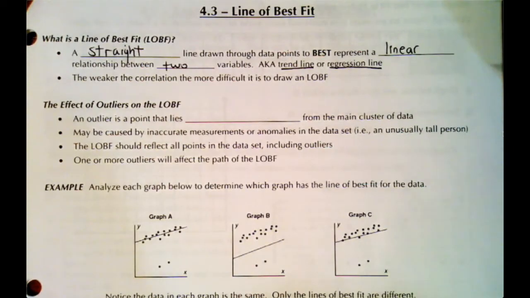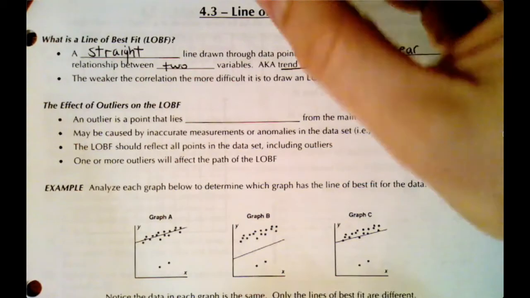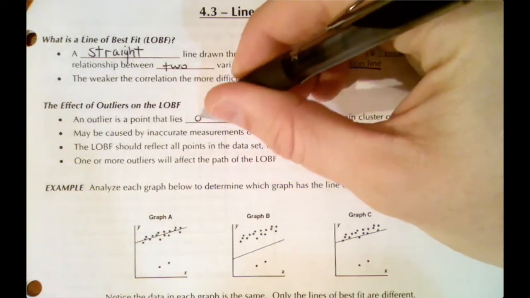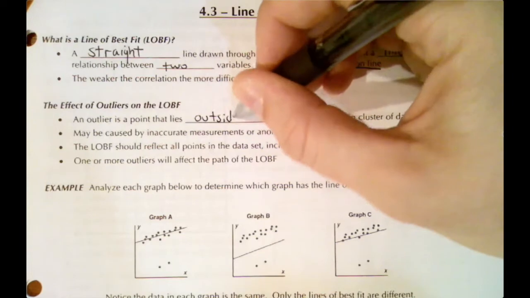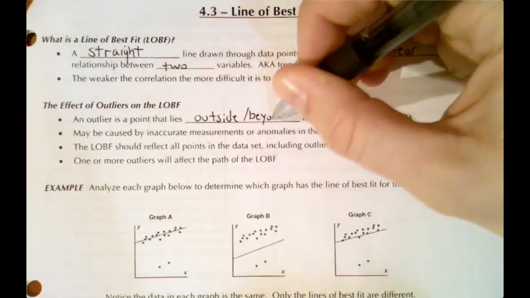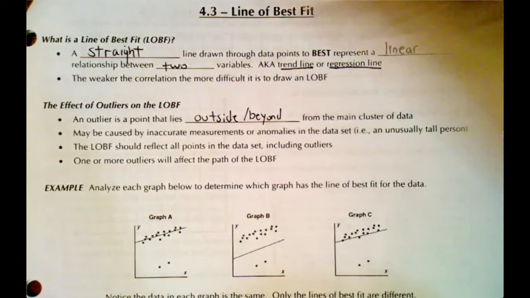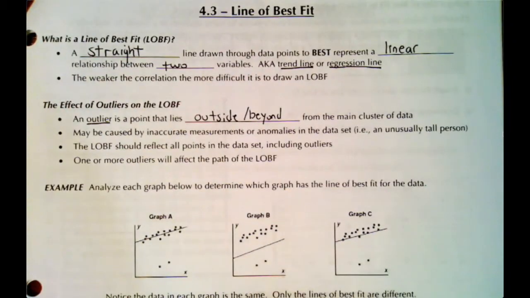There are also things called outliers. Outliers are points that lie outside or beyond the main cluster of data. They may be caused by an inaccurate measurement or an anomaly in the data set. For example, someone that's unusually tall. If you had a 7-footer in your class and you were comparing shoe size and height, that 7-footer would be, I don't know, 8 inches taller than the next tallest person. So that would be an outlier.